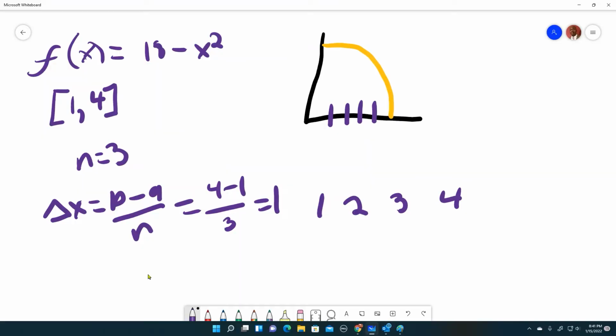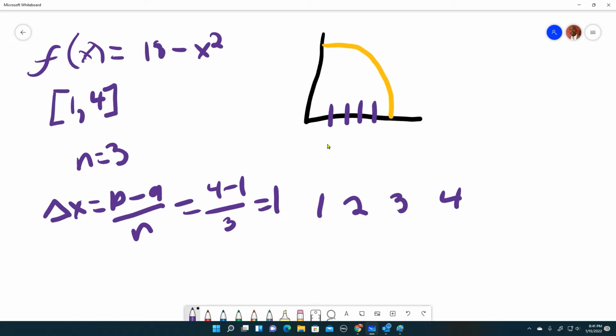Now, let's say we find a right Riemann sum for this particular case. So what happens on each particular subinterval, so this first subinterval right here from 1 to 2, I'm going to draw a rectangle on this subinterval from 1 to 2, but I'm going to hit the function on the right end of the rectangle. The rectangle has a left end at 1 and a right end at 2 for this particular subinterval. I'm going to hit the function at each right endpoint, and that's why we call this a right Riemann sum.